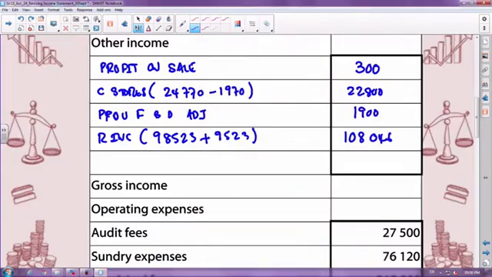Perfect. Okay, so that's how we do the rent income, where we have a percentage increase. Remember, you would add that accrued income to your trade and other receivables if the balance sheet was asked for. Okay, next adjustment.